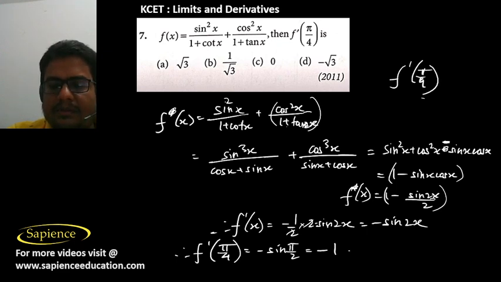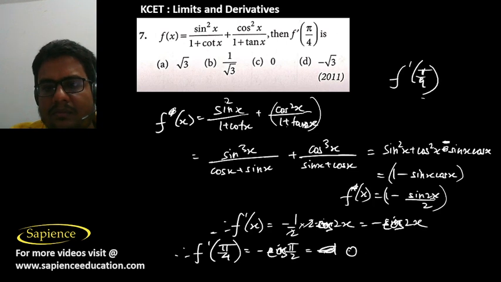f of x is this. Okay, so this is minus half into 2 cos 2x, sorry, this is cos 2x, so this will be cos pi by 2, so that is 0. So option C is the correct answer.